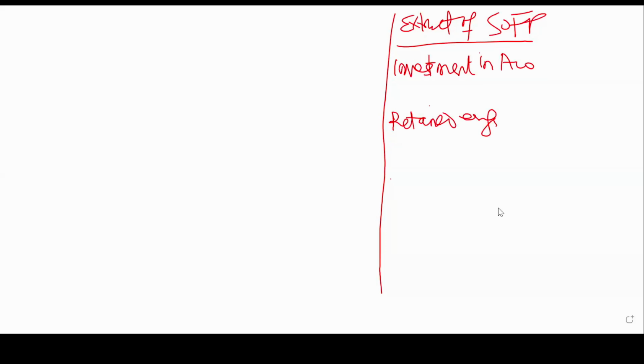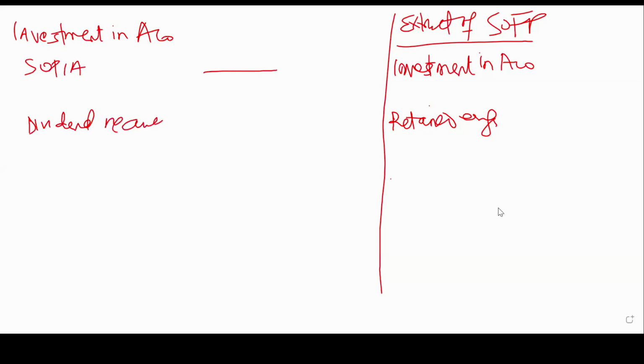Let's do our calculation. Investment in ACO, how much? Share of profit in associates, how much? And then we receive dividends. Dividend received, how much? This will give me the carrying amount of investment in ACO. How much did we invest? We invested 76,000.